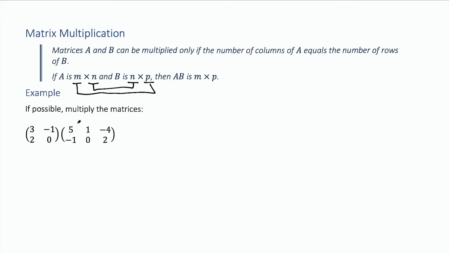So let's go through and do this example so that you can see how it works. First of all, this here is a 2 by 2 matrix, and it's being multiplied here by a 2 by 3 matrix. So notice that these two numbers are the same, which allows us to multiply, and the result is going to be this 2 by 3. We're going to end up with a 2 by 3 matrix here.